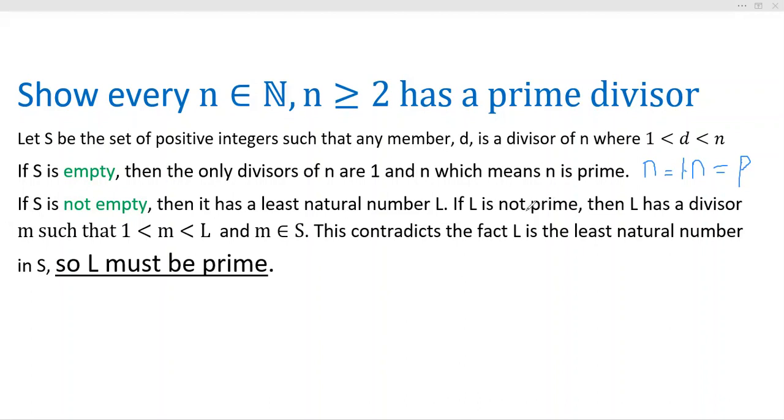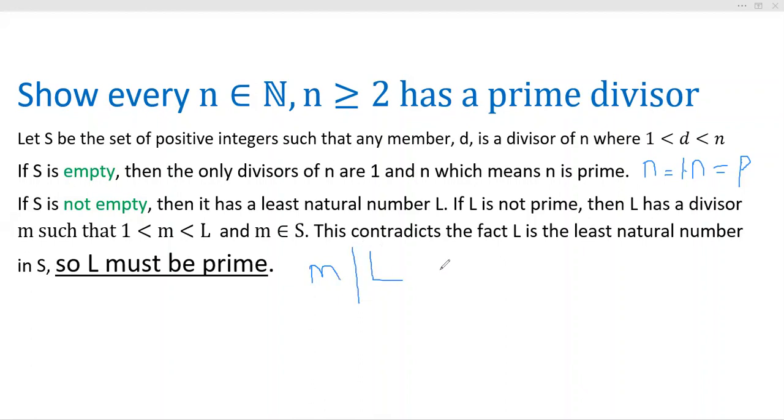Now, if L is not prime, that means it's composite and it has a divisor greater than 1 and less than L. That's what it means for something to be composite or not prime. Now, M is a member of S. L has a divisor M, we can write it like this if you want. We know that M divides L. Y'all use the vertical slash right here.